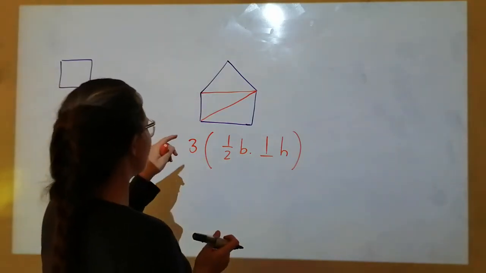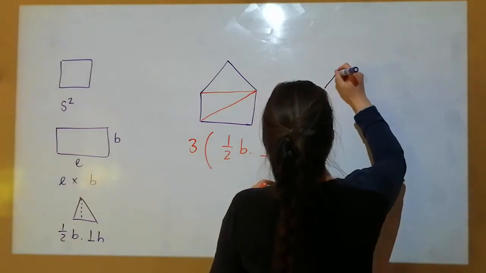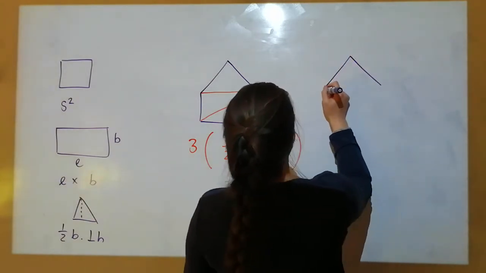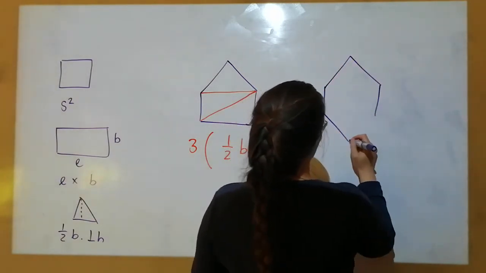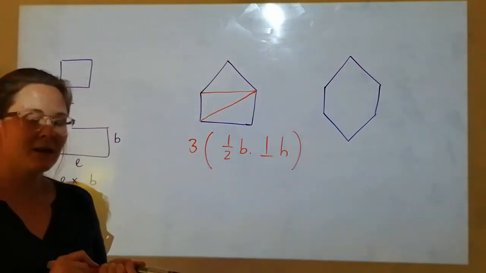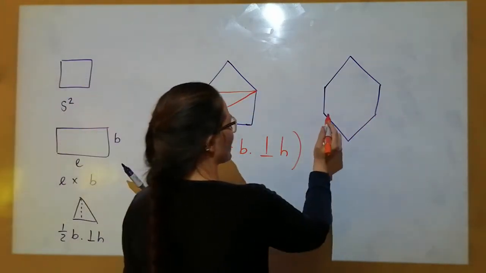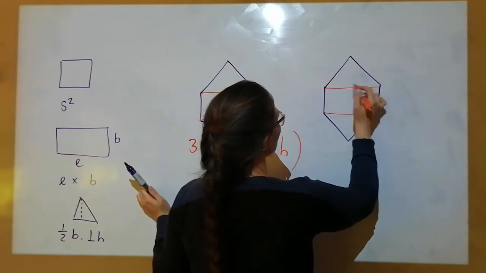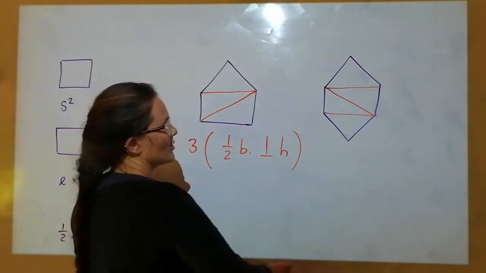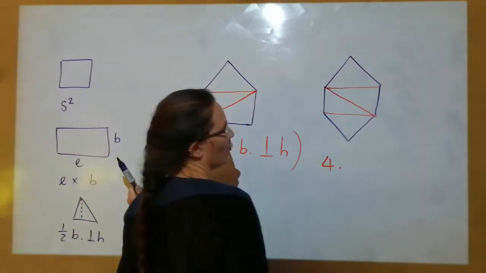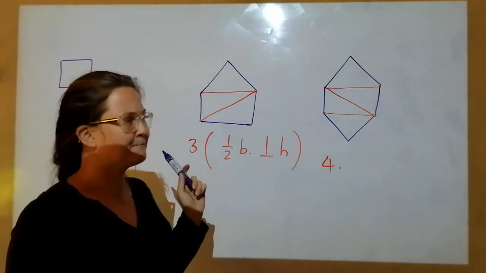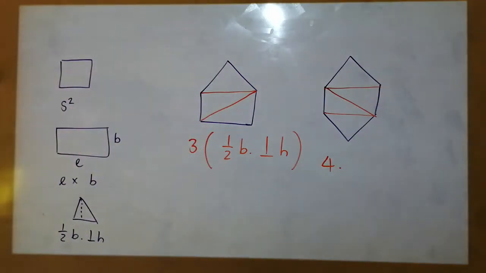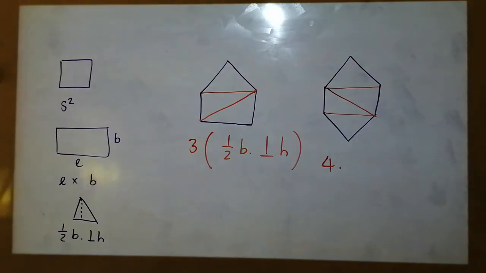I'm going to try my best to do a 6-sided shape. There's a 6-sided shape. And how many triangles can I fit into a 6-sided shape? 1, 2, 3, 4. So I'd work out the area of 4 triangles, basically. And that's how you would do the areas of different bases if you had a pyramid of a different base.